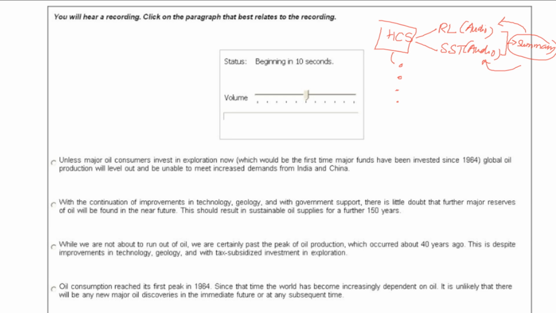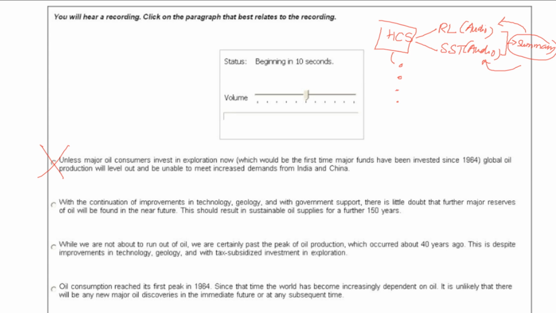So the first one: unless major oil consumers invest in exploration now, which would be the first time major funds have been invested since 1964, global production will level out and be unable to meet the demands of China. So what's happening here? In the audio, did they say anything about India and China, that if we can't find the oil resources, it's going to run out? No. So this is not going to be the option choice. So let's look at B.